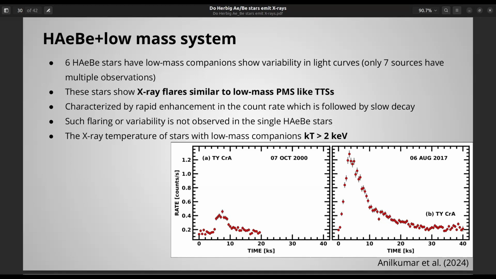When you were mentioning binarity, how did you know that they are binaries? Is it just visual companions, or is it radial velocity studies? What is it? To get an idea of the orbital periods, because then I can ask a sub question.